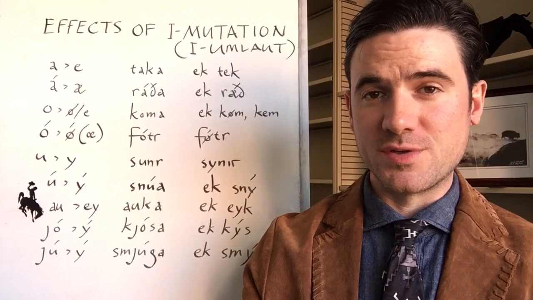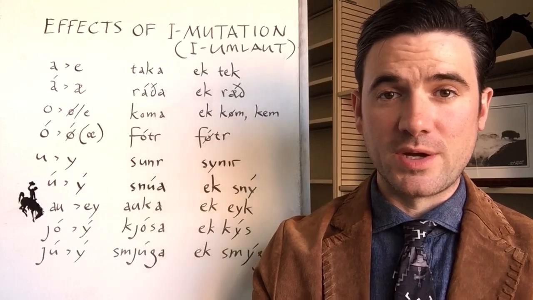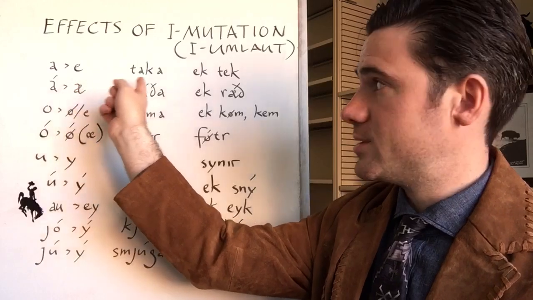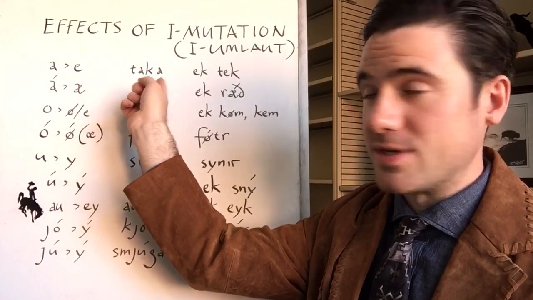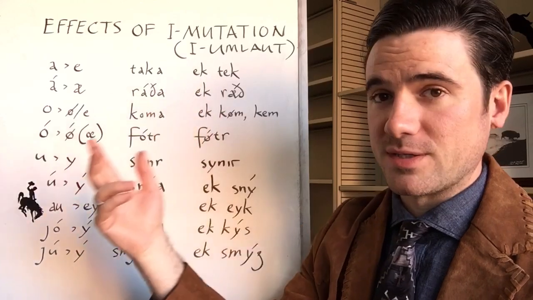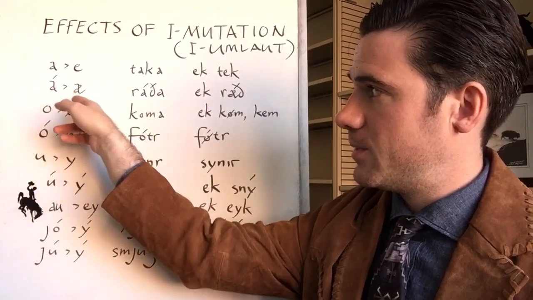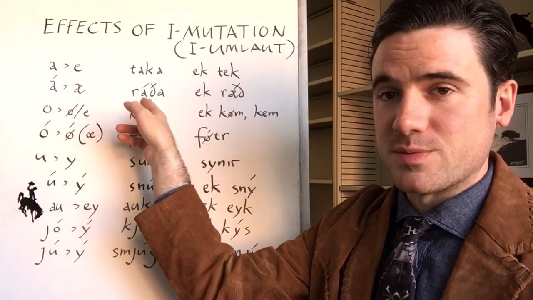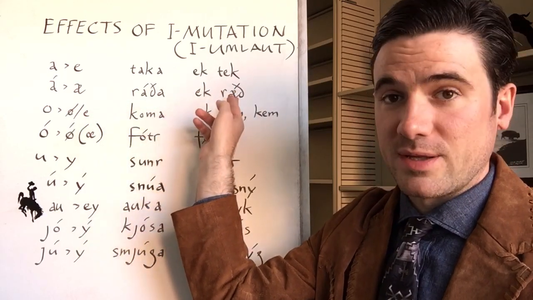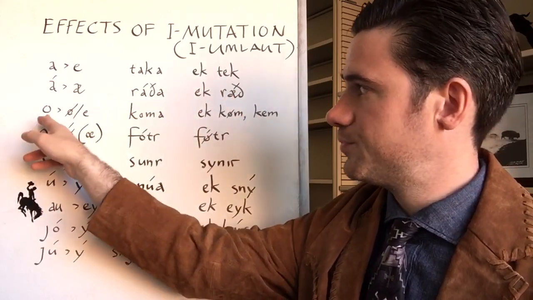Alright, so here's a chart that shows the effects of i-mutation or i-umlaut. Typically a short A becomes a short E, so a verb like taka, the present singular, ek tek, I take, rather than ek tak. Long A would become ash, so roða, as we saw on the previous board, ek ræð, I rule, to rule, I rule.